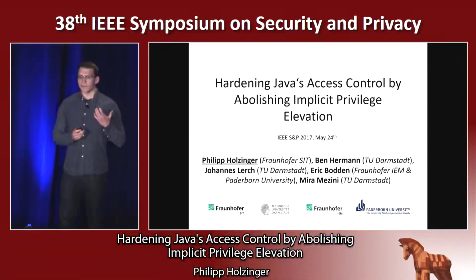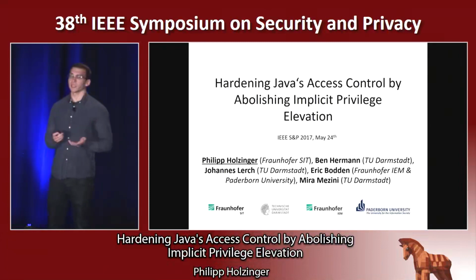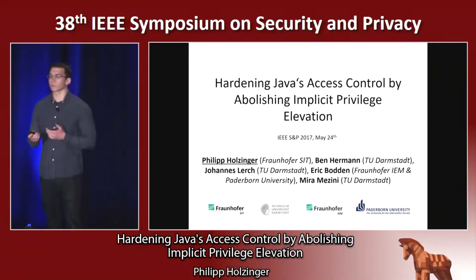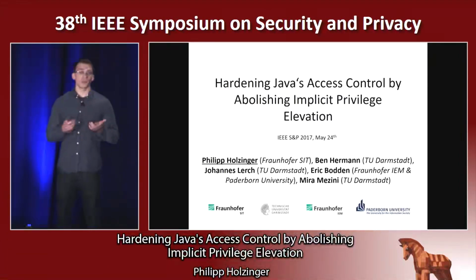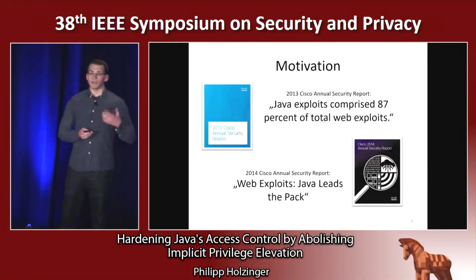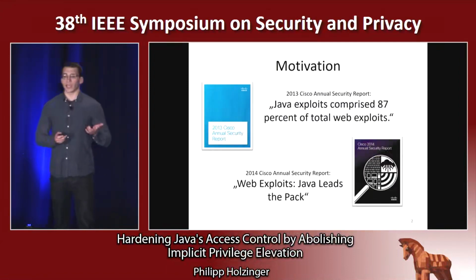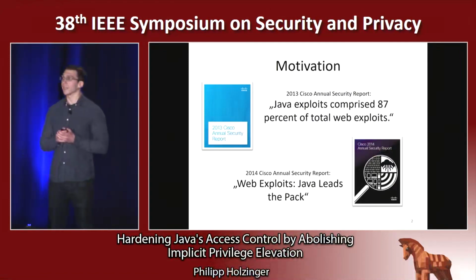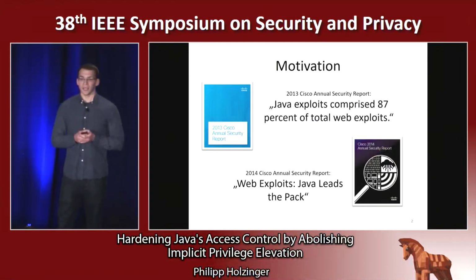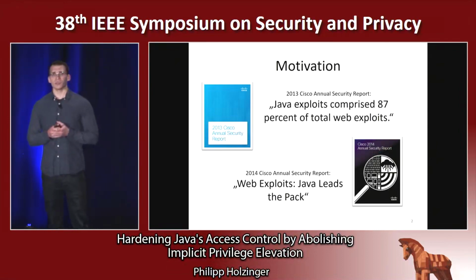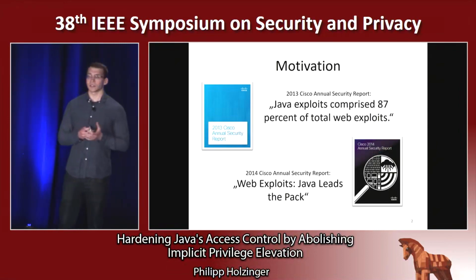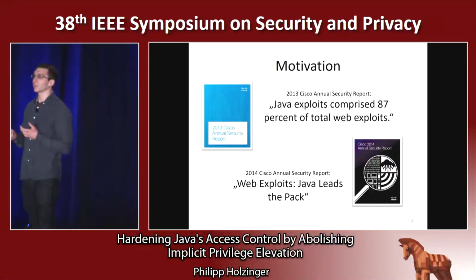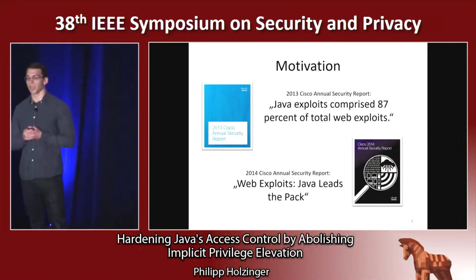So Java has been around for about 20 years and it is one of the first platforms that was specifically designed for the secure execution of untrusted code. However, as Cisco's annual security reports show, it is also one of the top attack vectors for web exploits. And we really want to understand what contributes to Java's insecurity so that we also learn for the secure design of other systems as well.